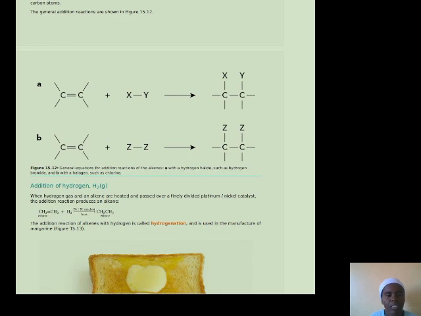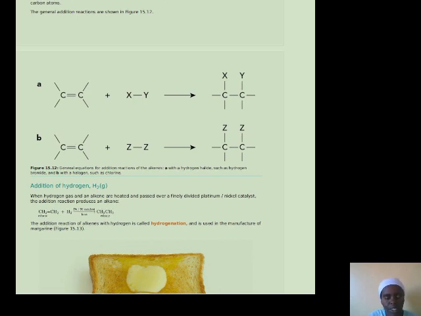Here we have a general reaction involving alkenes. Alkenes are very reactive. You react an alkene with a substance XY to give an alkane that has X and Y in it. And then you have another one, where an alkene reacts with a molecule like ZZ, and therefore you get an alkane in that manner.